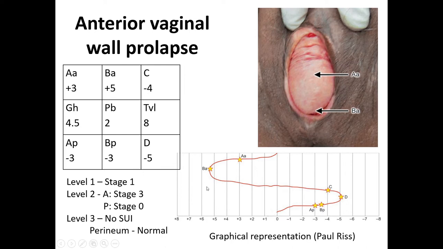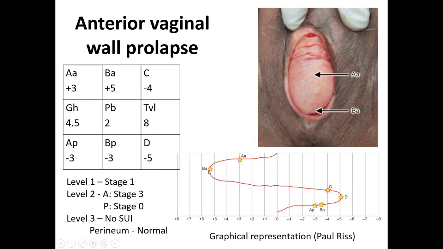This can be expressed in this graphical representation also, which was invented by Professor Paul Rees. See here, this red line is the vaginal wall. Anteriorly it is coming outside. This 0 goes to the hymen, and then it's coming each plus and each minus, outside, inside. So A is at the +3 level, BA is at the +5.